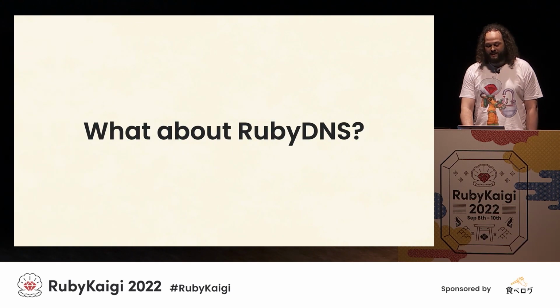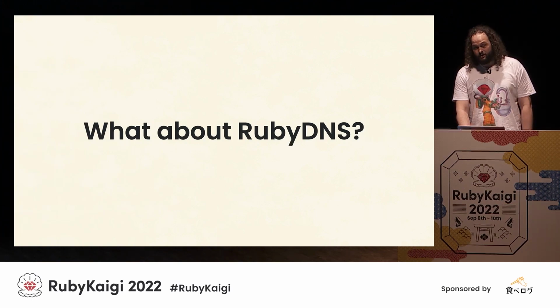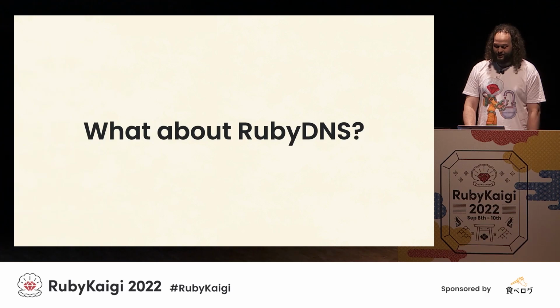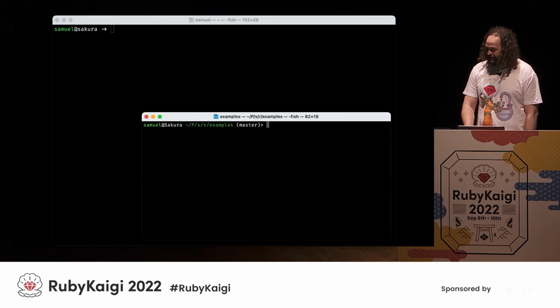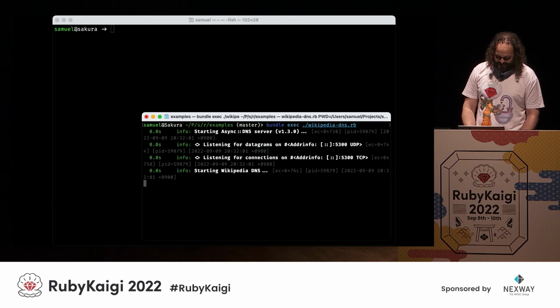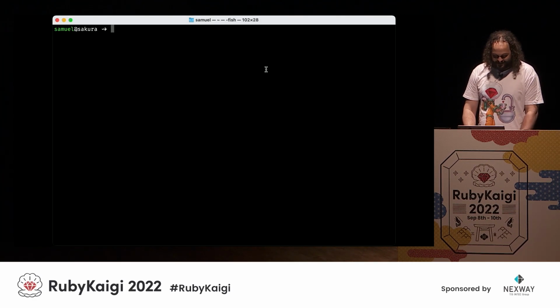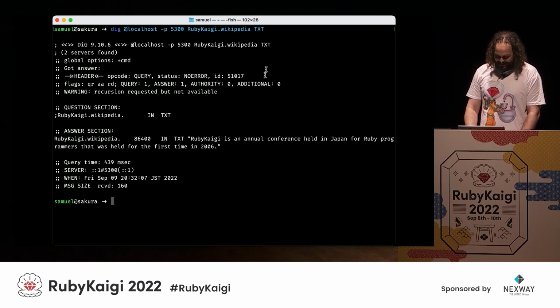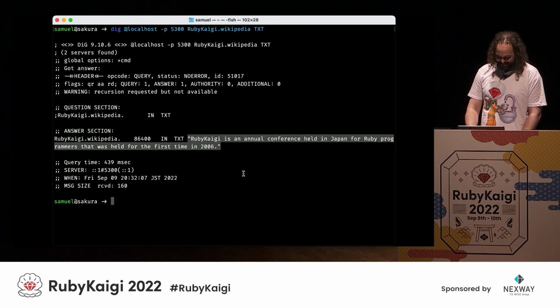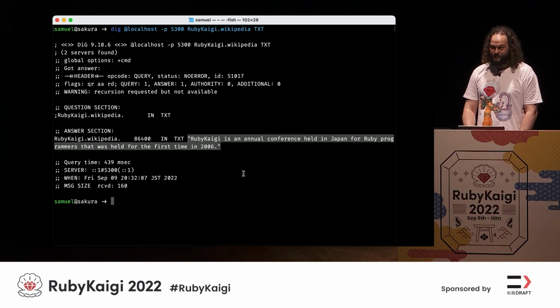Oh, and what about Ruby DNS? I rewrote Ruby DNS on top of Async, and now it's very easy to make your own scalable DNS server in Ruby. So first we start the server, and then we can make a request to RubyKaigi.wikipedia, and we get the response back. Actually, most of this code is very similar to the original implementation from over 10 years ago, but it's non-blocking. So I feel like I achieved my goal.